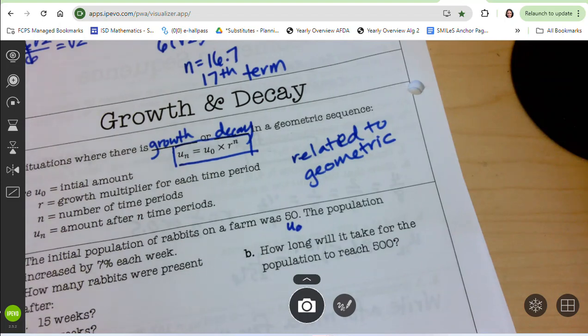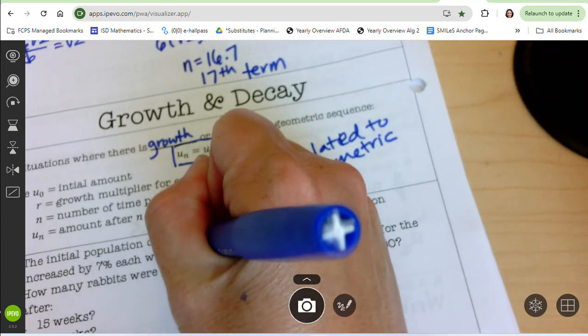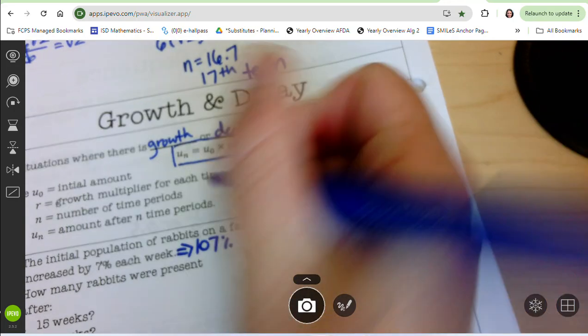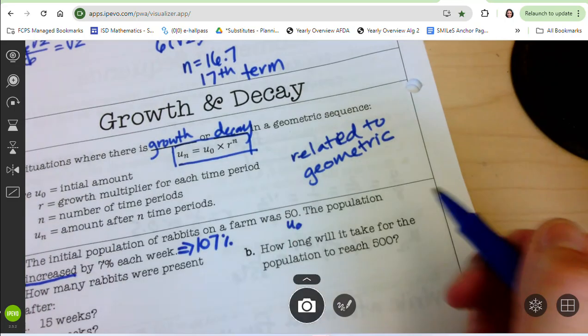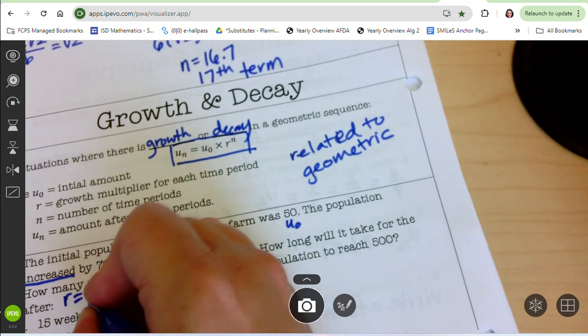If I'm increasing by 7%, I'm starting at 100% and I'm adding 7%. So what percent am I at? I'm at 107%. Now, how do you write 107% as a decimal? It's 1.07, yeah. So this is telling you 107% because of the increase. And then your r value is 1.07.